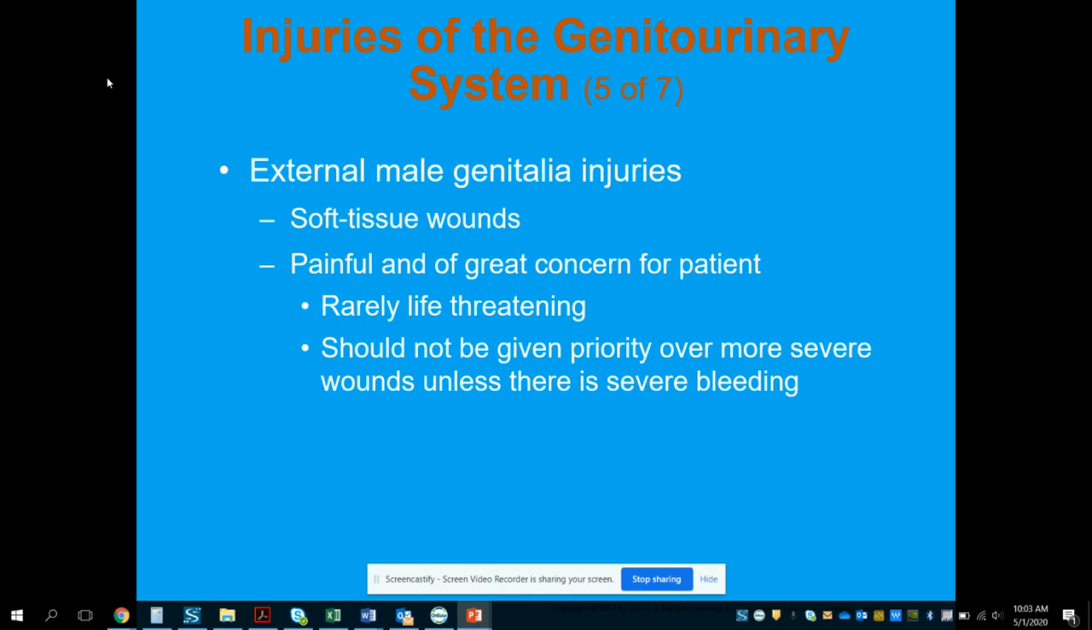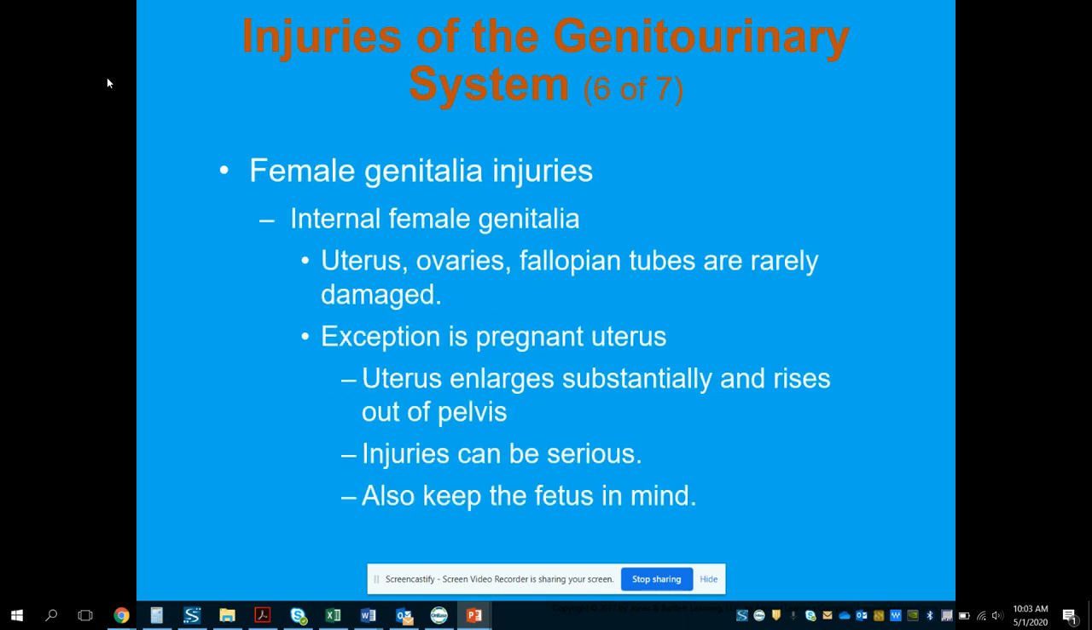External male genitalia injuries like soft tissue wounds. So these are very painful and obviously of great concern for the patient, but are rarely life-threatening. So this should not be given priority over more severe wounds unless there is severe bleeding, like with the potential amputation of the genitalia shaft.